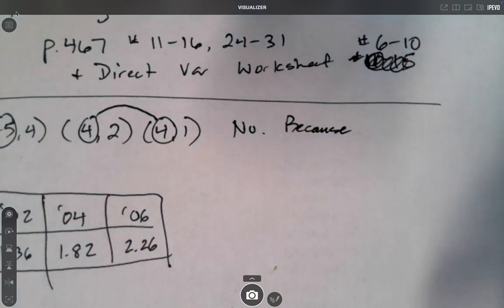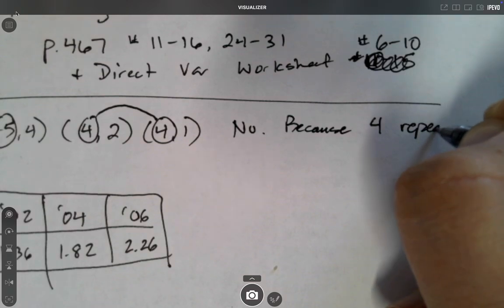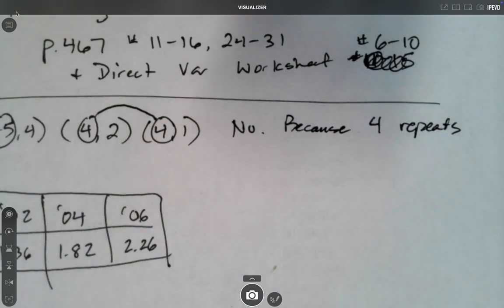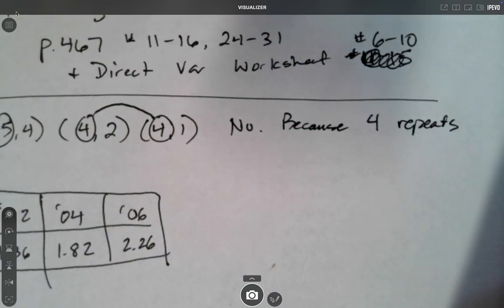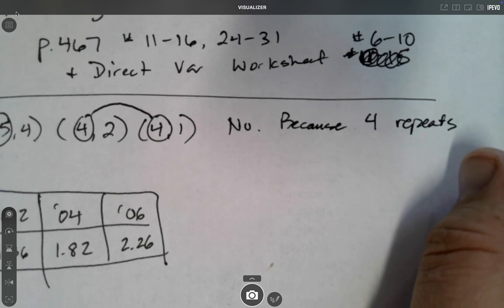you can just say because there are repeats or because 4 repeats, either way. You could also say no because not all the x's are unique. That would be okay too.